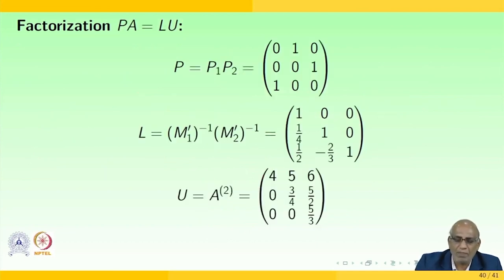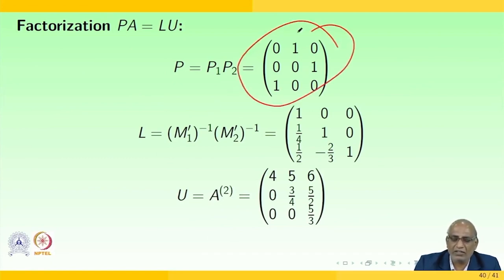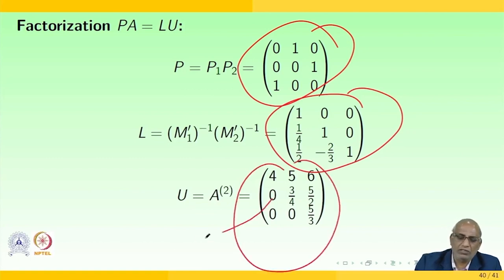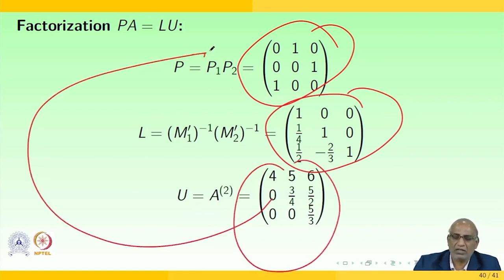Similarly, you compute P is equal to P1, P2, and this is what you get. And L is nothing but M1 inverse, M2 inverse, and this is what you got. And U is equal to A2. So these two are very important.